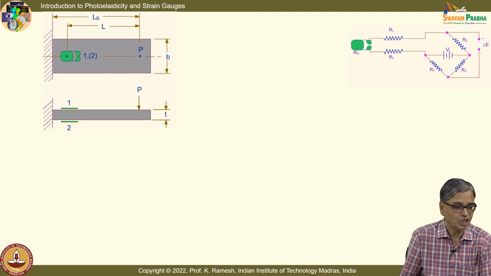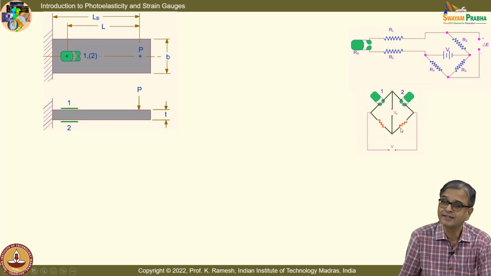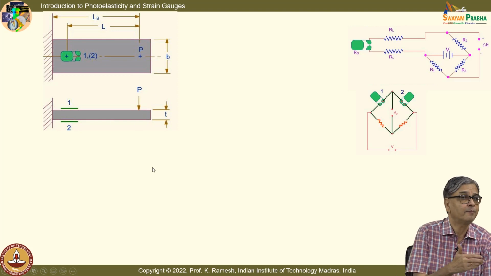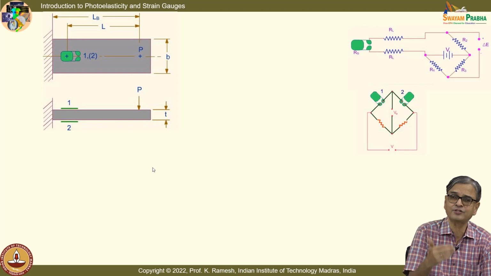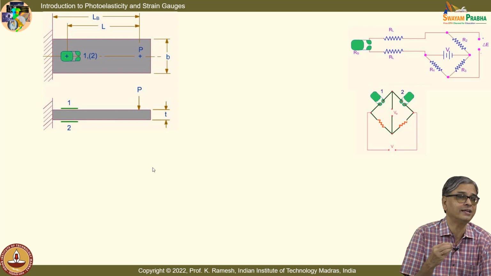So, I have pasted one strain gauge on top, one strain gauge at the bottom. When I connect them in the Wheatstone bridge like this, I amplify the measurement of whatever signal I get. So, my measurement of force becomes more and more accurate. If I suppress noise and amplify signal, my instrumentation system will give me reliable values of the force.